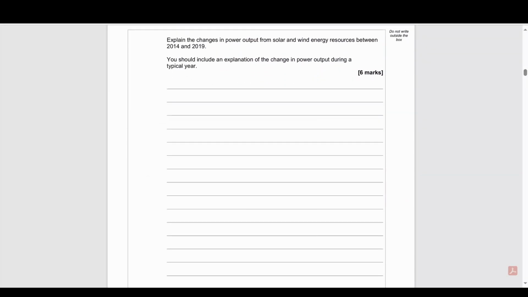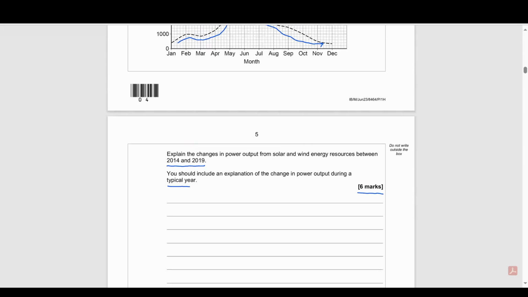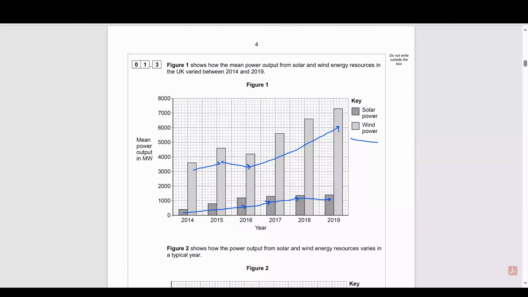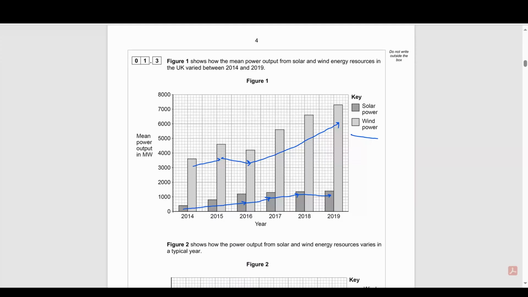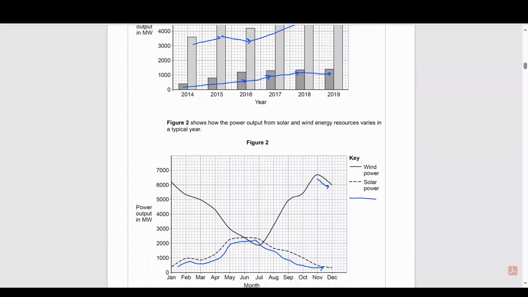Explain the changes in power output from solar and wind energy resources between 2014 and 2019. You should include an explanation of the change in power output during a typical year. 6 marks. So what they want us to do is explain the changes in figure 1. So what's the reason for these increase and decrease that we see for wind power? But what we need to then do is make sure that we include what happens during a typical year here.